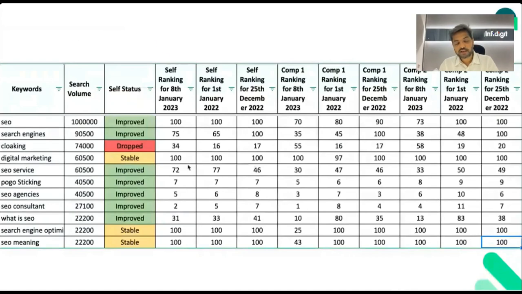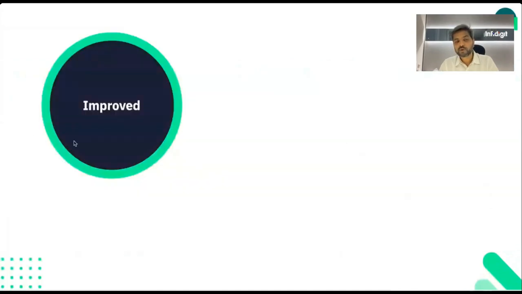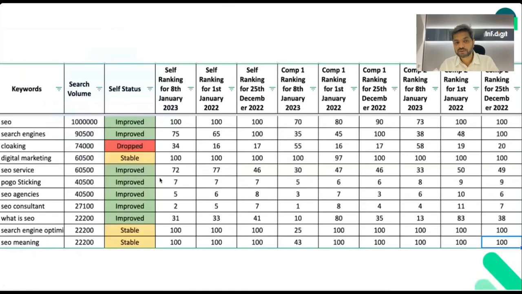Once you do this, you should be able to see that there are some keywords which have improved in ranking, right? In the status over here, you saw improved. Some are stable, some are dropped in terms of ranking, right? So if the ranking moved from 77 to 72, it's an improved ranking, right? Some are stable, remaining constantly on 100, or some have improved from 65, something like that would be available. Sorry, those numbers are not matching, but the source sheet would have the proper formula.